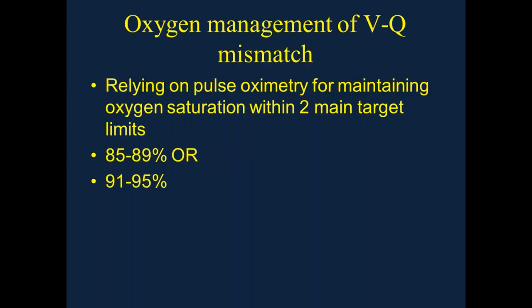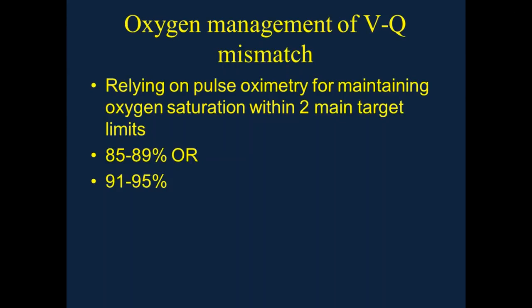Oxygen management of VQ mismatch. Relying on pulse oximetry for maintaining oxygen saturation within 2 main target limits. All over the world, there are actually some units considering a low target saturation, which almost do not exist nowadays. They are more considering higher oxygen saturation. Most of the units all over the world use 85 to 89% or 91 to 95%.